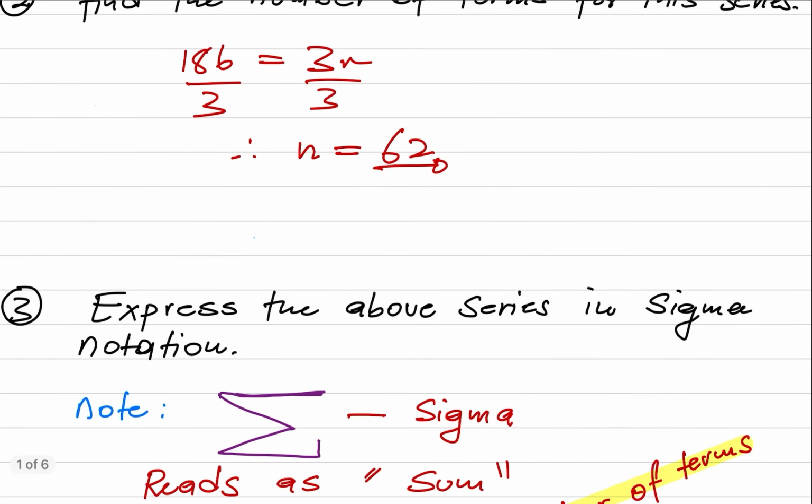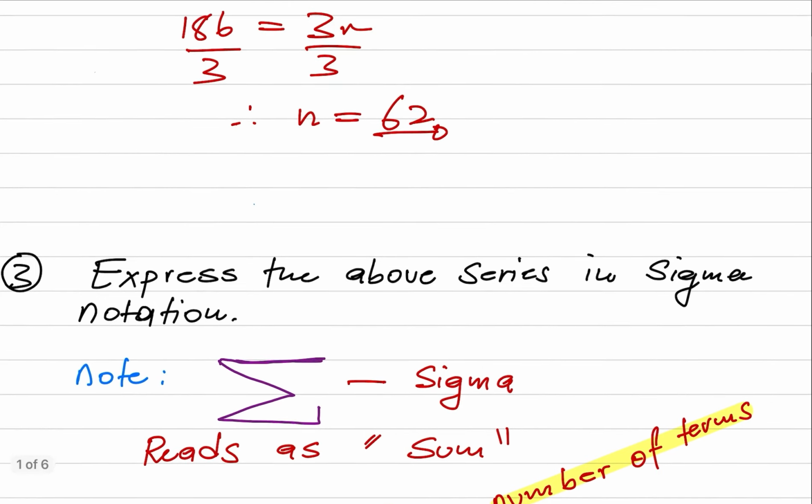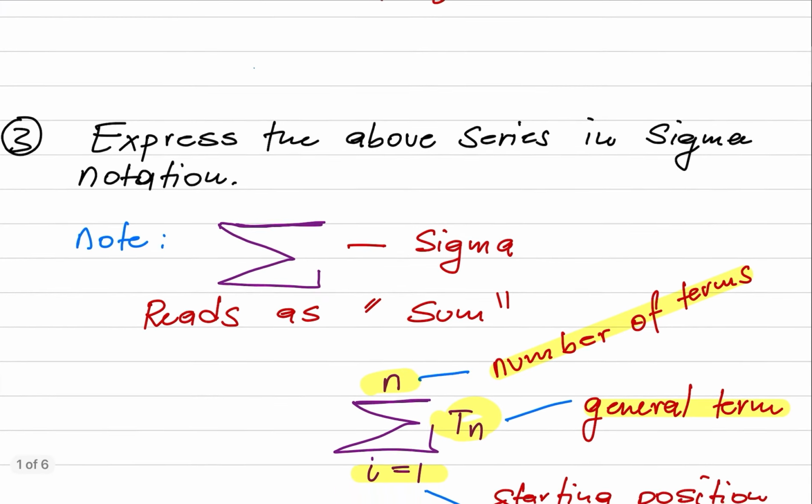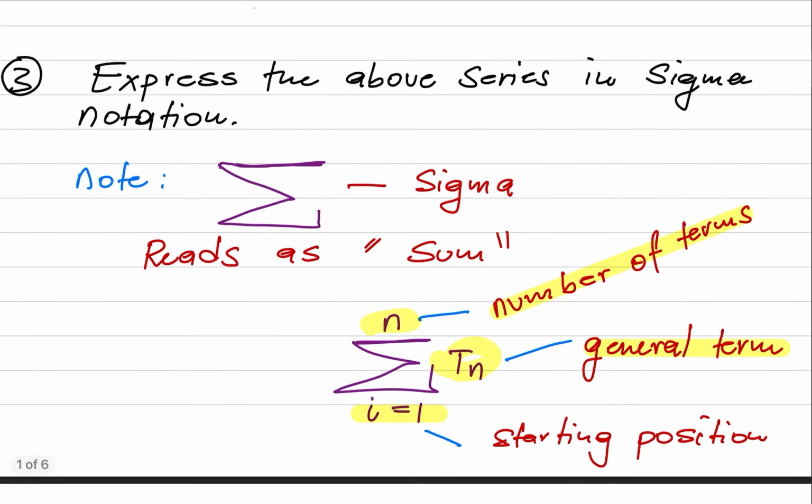Express the above series in sigma notation. Now we start. The sigma notation. This is the sign for sigma notation. It's a Greek letter, sigma, and it reads as what? As sum. Now the contents contained in sigma are these ones. We have n, which is the number of terms. Then Tn, it's your general term. Then your i, it's your index. That means it's your starting position.